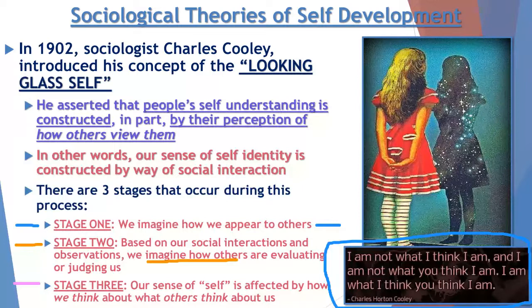We're not who we think we are. We're not who other people think we are, but we're basically reflections of how we perceive other people to be judging us. And we kind of internalize those judgments over time. And those internalized judgments over time create this sense of self that we develop throughout our lives.